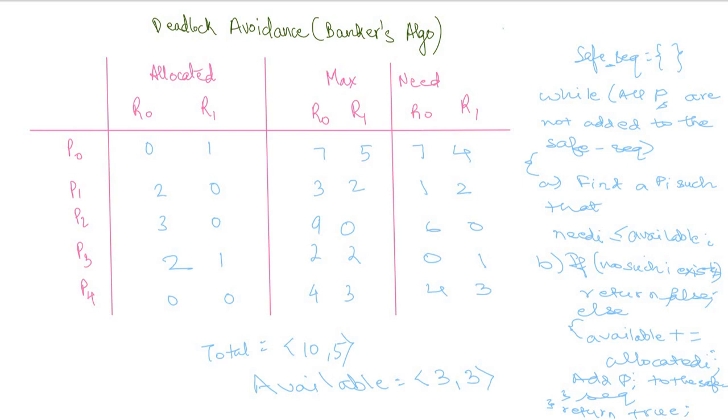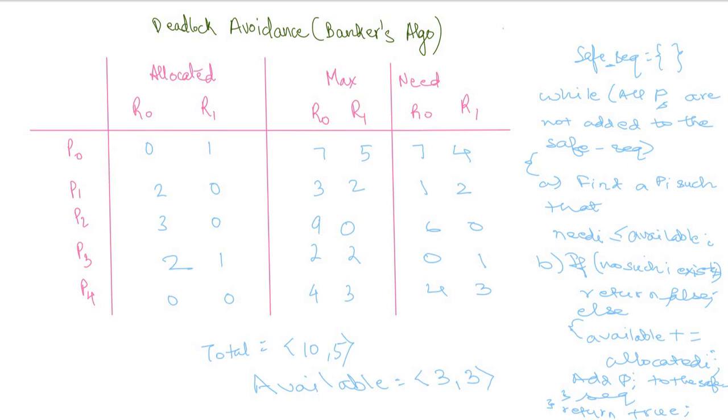Now let's check, starting from the first one. When we check for P0, we see that its need is not less than or equal to available, because this is 7 which is greater than 3, and this is 4 which is also greater than 3.